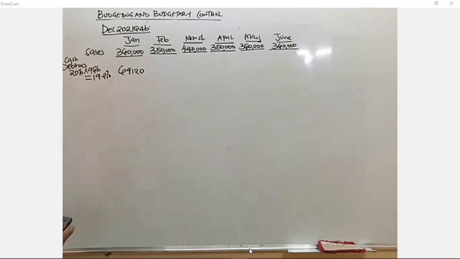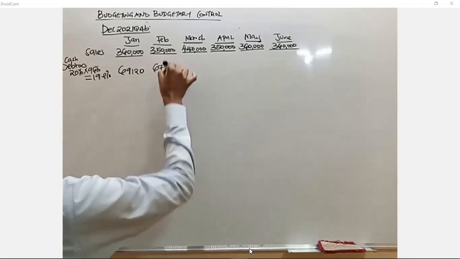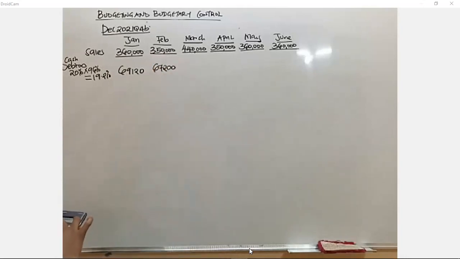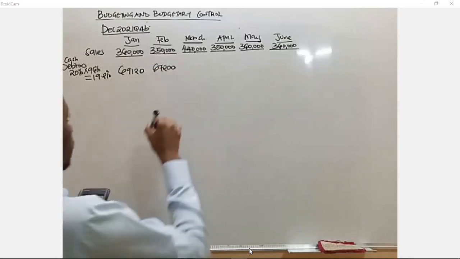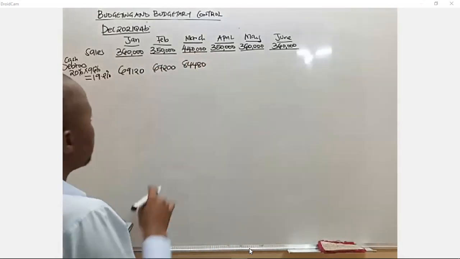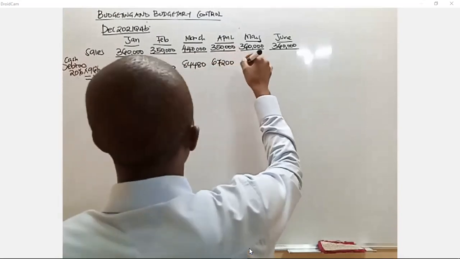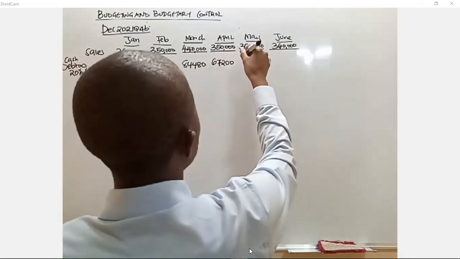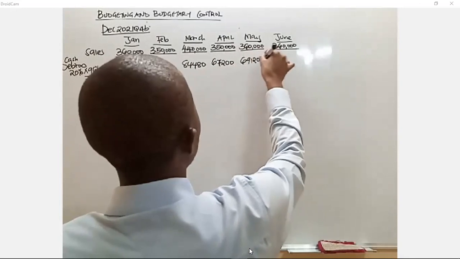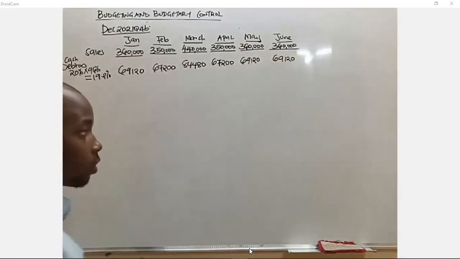I'm getting 69,120. We go to 350,000, getting 67,200. We go to 440,000, getting 84,480. The other one, 350,000, gives 67,200. The other one gives 69,120. Then the last one is 69,120. Then we continue with the statement.